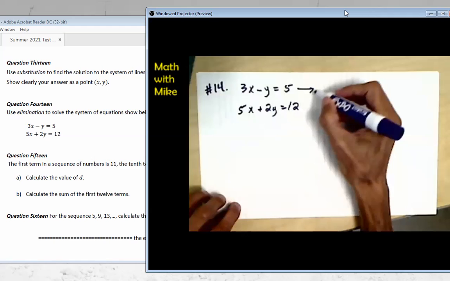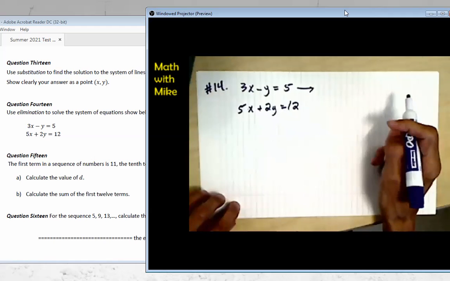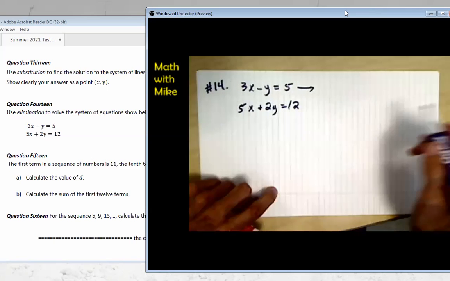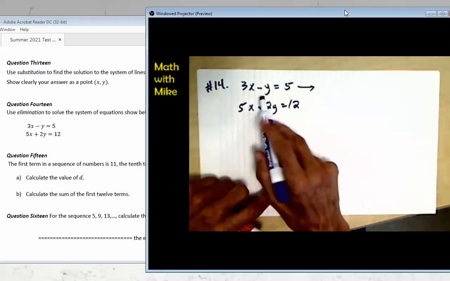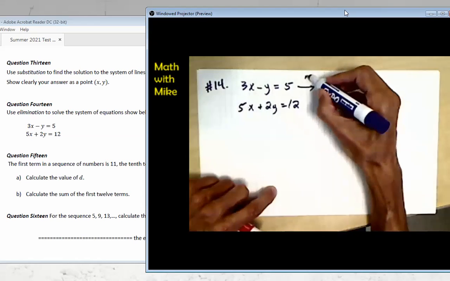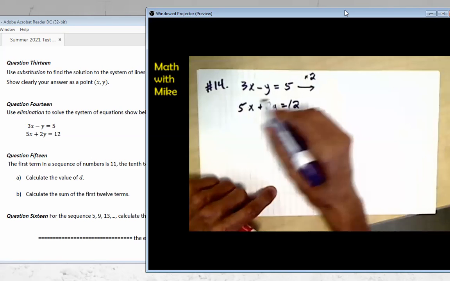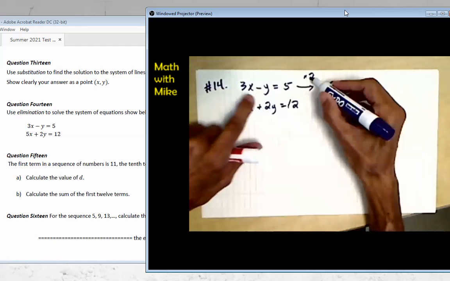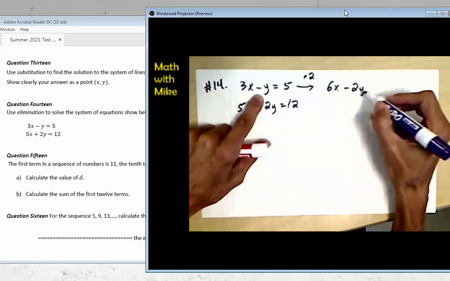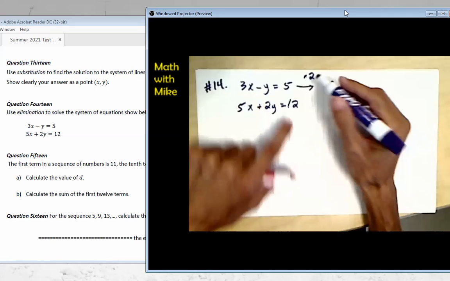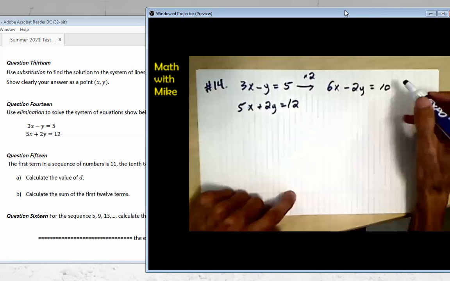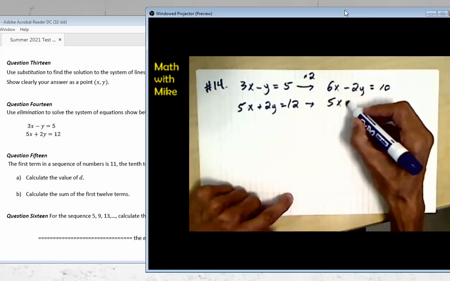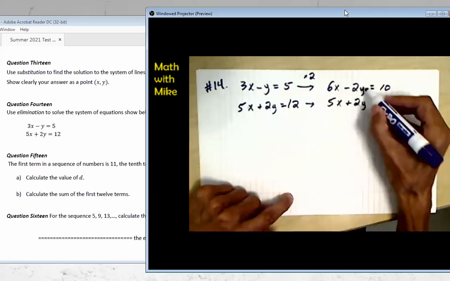So which one do you want to work on? Get the y's to match. Sure, that's smart. Okay, so we'll get the y's to match by working on this equation here. What are we going to do? Multiply by 2 indeed. So 2 times 3, 6. 2 times minus 1, minus 2. 2 times 5, 10. And then here, no change. We'll just keep it as 5x because now we got a match. We got a 2y upstairs and a 2y there.